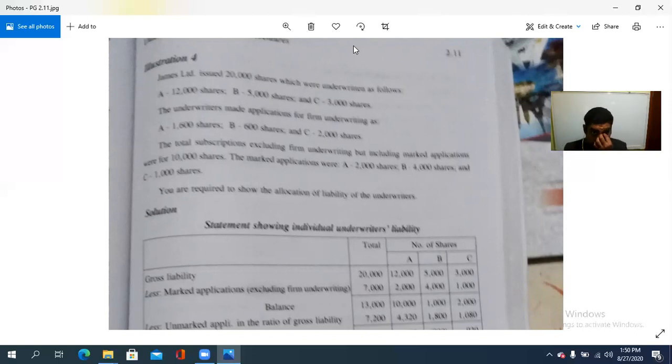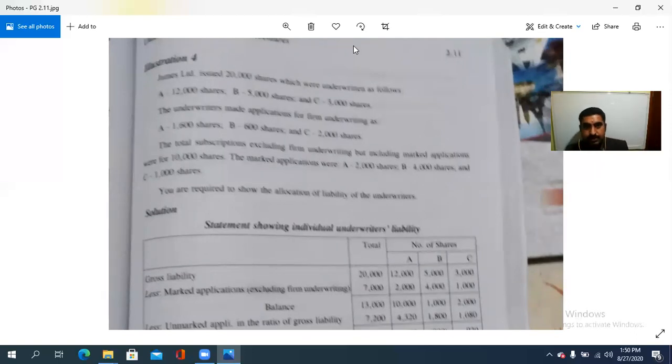അപ്പോൾ 20,000 ആണ് മൊത്തം ഷെയർ. അതിനെ 12:5:3. അപ്പൊ എത്രയായി? 12, 5, 17, 3, 20. 20,000 ഫുൾ ആയിട്ട് അണ്ടർറൈറ്റ് ചെയ്യുന്നുണ്ട്. Underwriters mark the application for firm underwriting വേണ്ടിയിട്ട് എത്ര മാറ്റി വെച്ചു? 1,600, 600 and 200. So 2,400 ഷെയർസിനെ ഫേം അണ്ടർറൈറ്റിംഗ് ആയിട്ട് മാറ്റി. അപ്പൊ അത് എക്സ്ക്ലൂഡ് ചെയ്യണം.